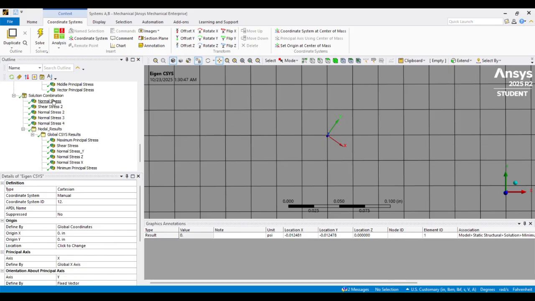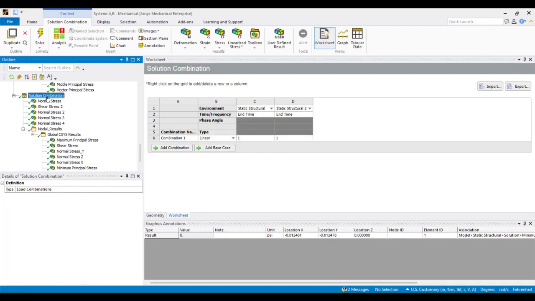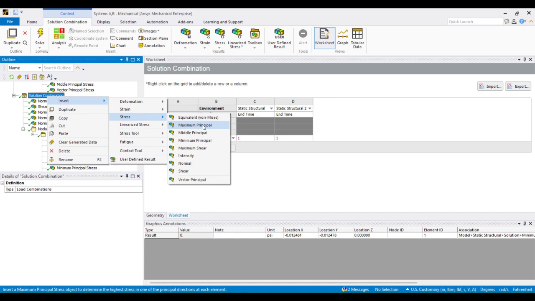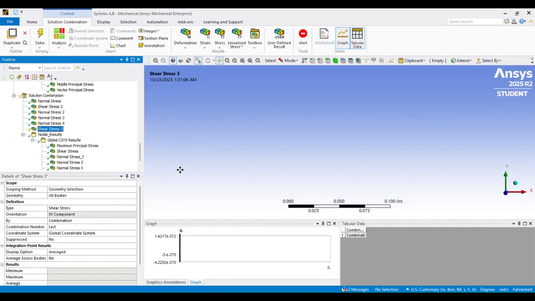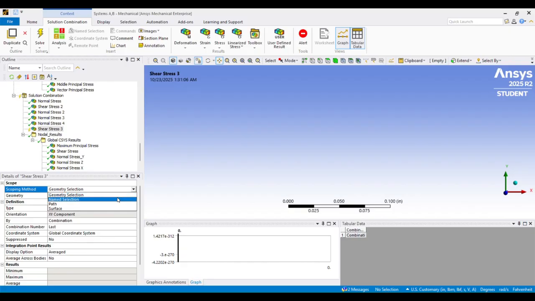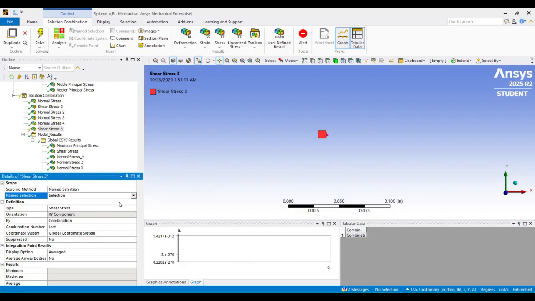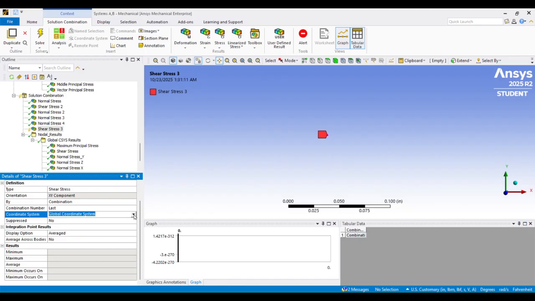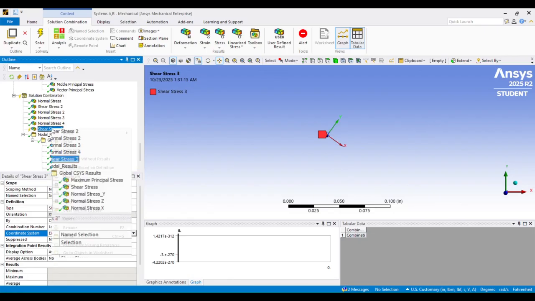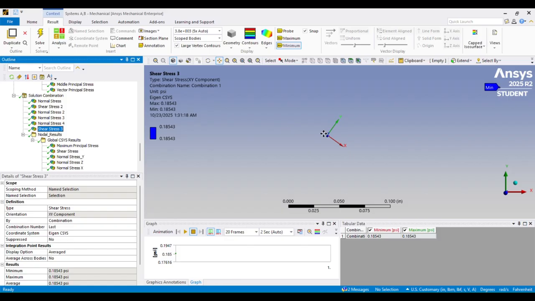Now we can look at the shear stress in that coordinate system. We will look at shear. And in our eigencoordinate system, click solve. And it's pretty close to 0, which we would expect. So that tau xy, that shear stress xy in this coordinate system is 0.